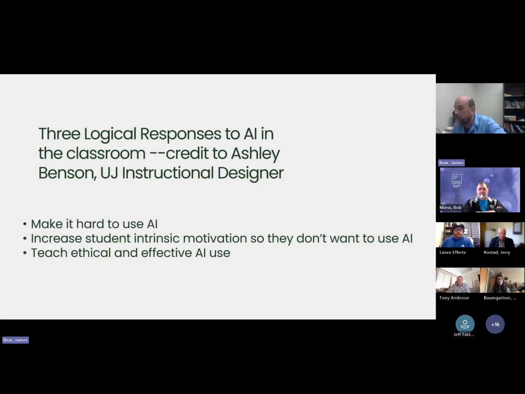The second one, and this is what, even when I was at VCSU 30 years ago, we knew we had to try to intrinsically motivate our students. That's hard to do, though, right? But if students are intrinsically motivated to learn the things they're supposed to learn, then they're not going to use AI. But both of those two pieces are telling us that we're trying to avoid using AI.